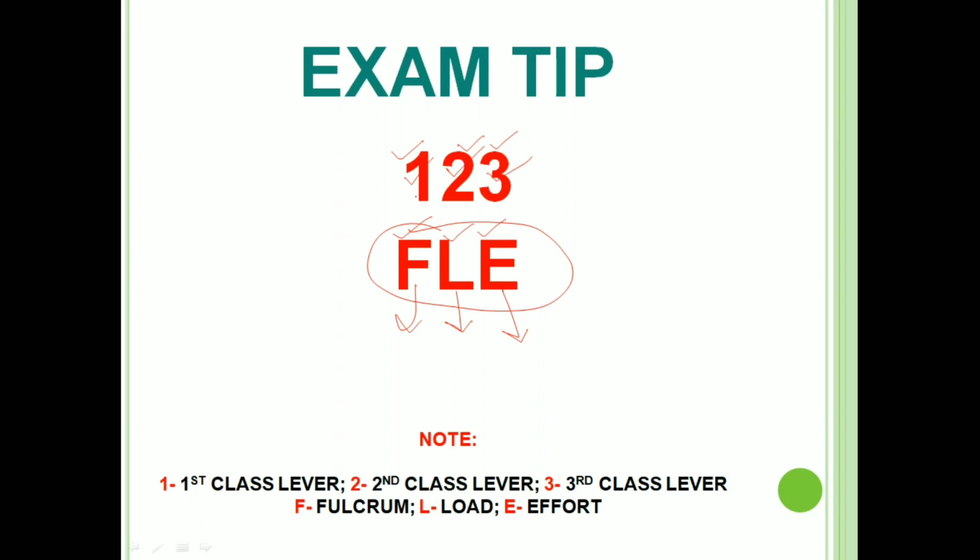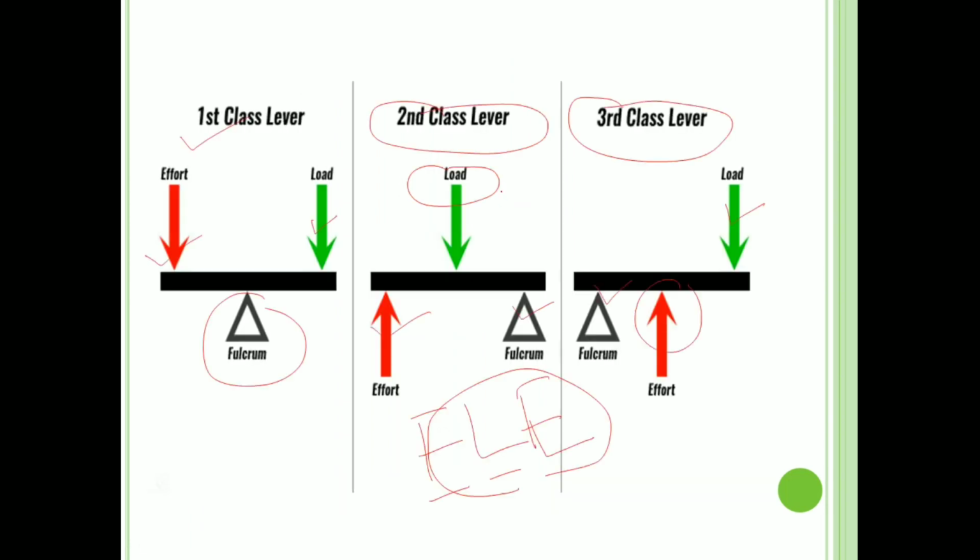So now how can we correlate this? In first order lever, who is in center? Fulcrum. In second order lever, who is in center? Load. In third order lever, who is in center? Effort. So now if we come back to the image, it becomes much easier to understand this.